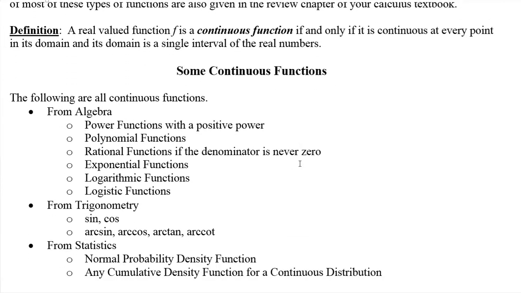So remember, a real valued function is a continuous function if and only if it's continuous at every point in its domain, and its domain is a single interval of real numbers. So it needs both of those two things to be a continuous function. There are certainly functions that are continuous at all points in their domain, but their domain's not a single interval, and of course those have a discontinuity where they're undefined. Other functions are continuous everywhere, and most of the functions that we've studied in our pre-calculus classes are at least continuous where they're defined. So let's take a look at some of these.